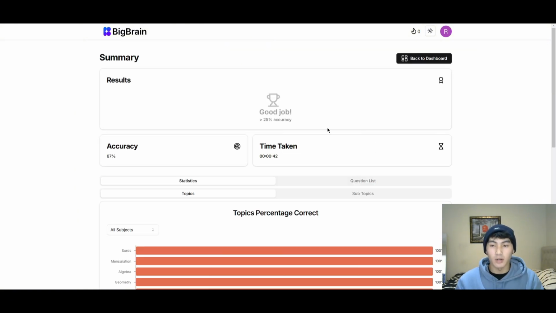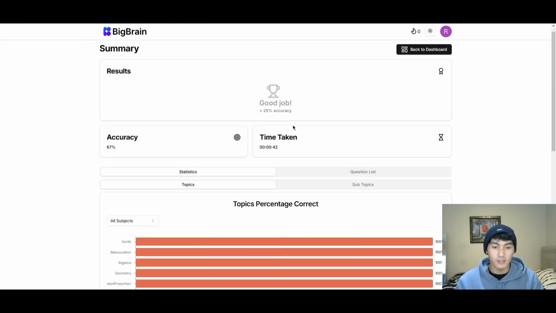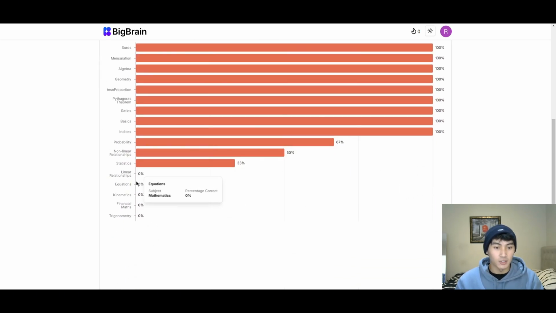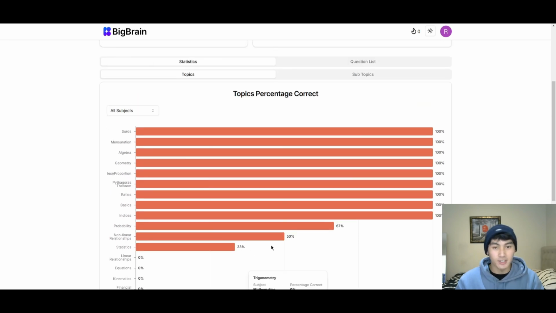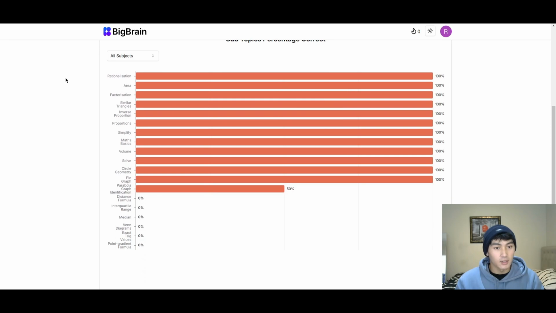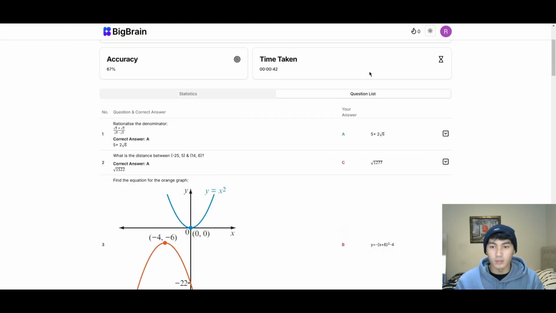Here we can see how well a student has done for that diagnostic test. We can look at how well they did in terms of topics. It seems like I need to improve on my linear relationships and equations, but we can also break it down in terms of subtopics. So if we want to understand more on a granular level, we can understand, oh, I need to practice more in distance formulas and interquartile ranges. We can also look through our question list and see which questions we did wrong, which ones we did right.